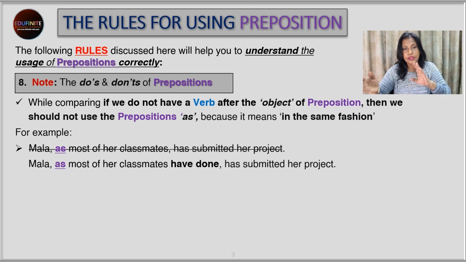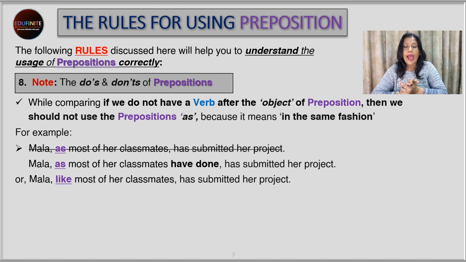So in this comparison, when we are drawing between Mala and her classmates, if we use as, we have to have a verb after the object. So most of her classmates have done. That word have done is very important. Or we can use like, and without the verb we can write Mala, like most of her classmates, has submitted her project. So if we use like, we cannot use a verb. But if we use as, we have to use a verb after the object.